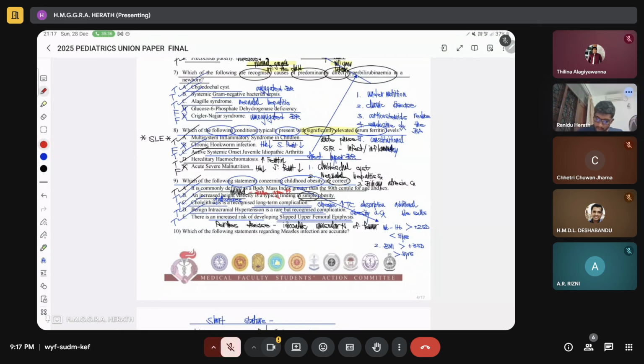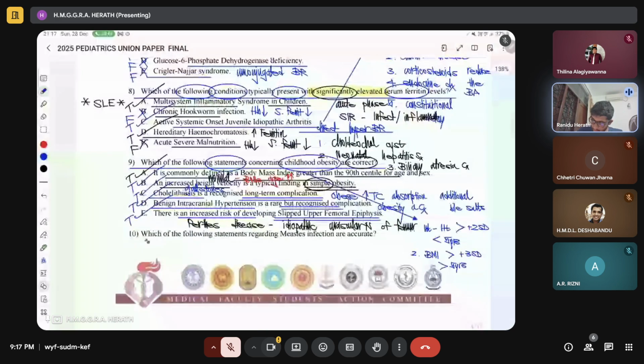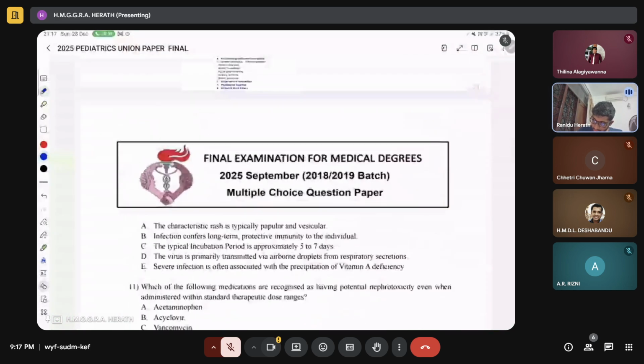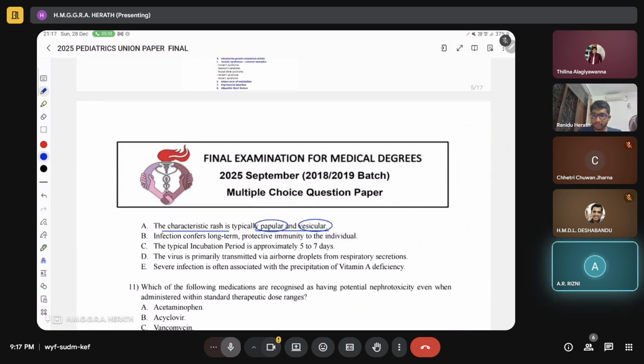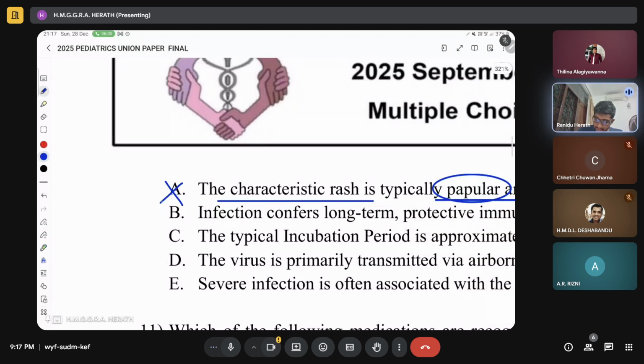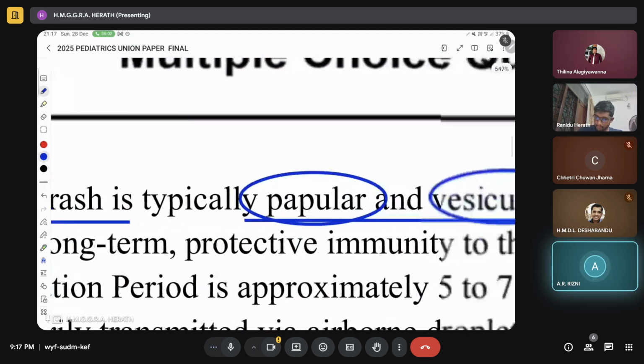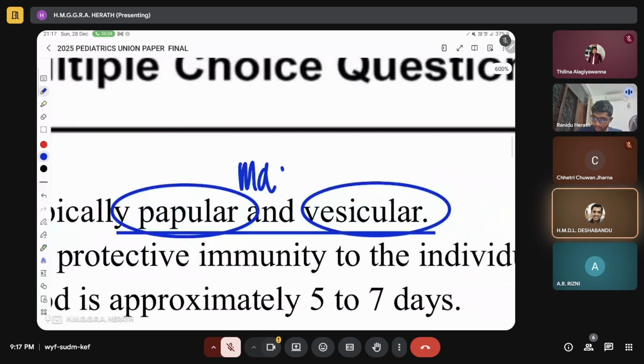Right. Which of the following statements regarding measles infection are accurate? They're asking about measles, right? Characteristic rash is papular and vesicular. True or false? False. What is the characteristic shape of the rash? Maculopapular. Excellent.